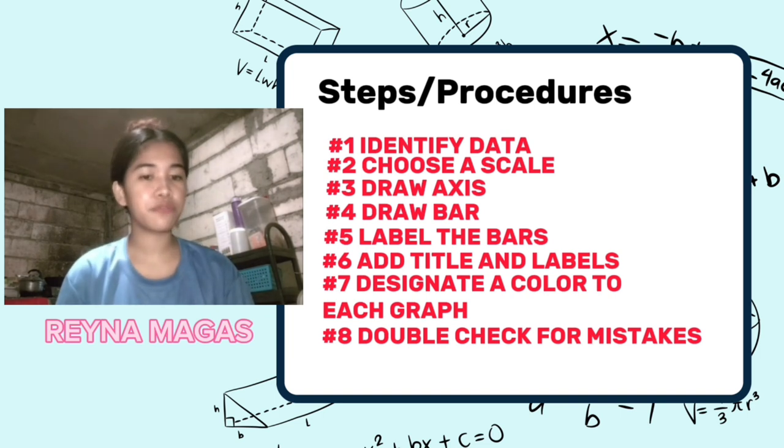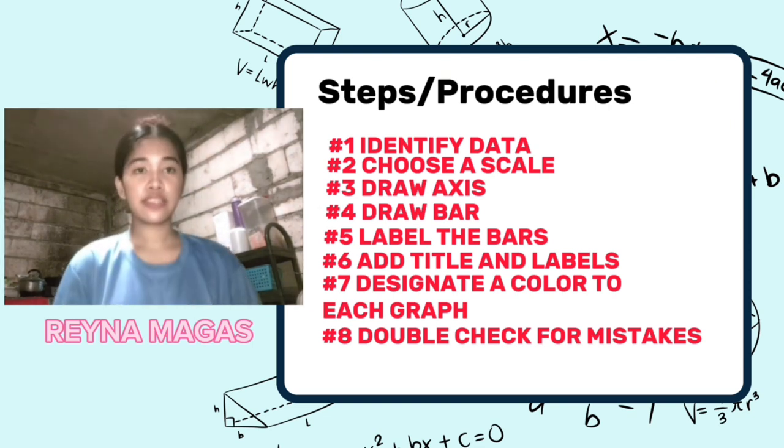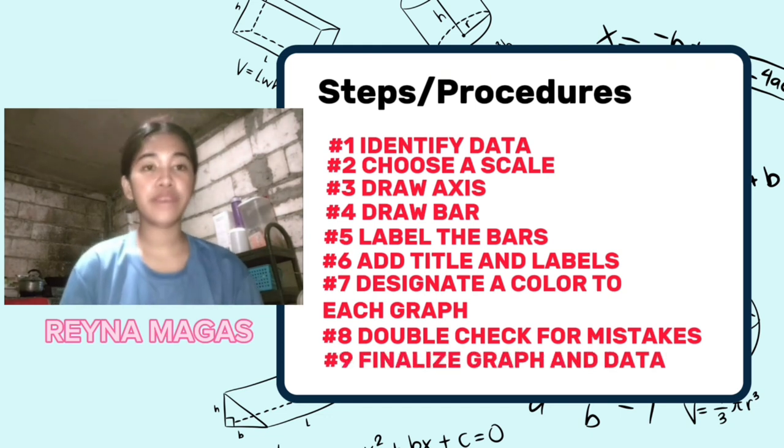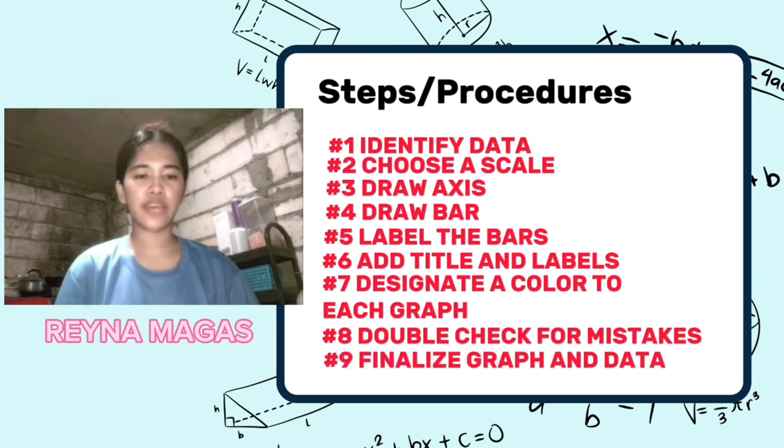Double check your graph for accuracy and clarity, and make any necessary adjustments. And finally, step 9, finalize. Once you're satisfied, it is time to finalize your graph.